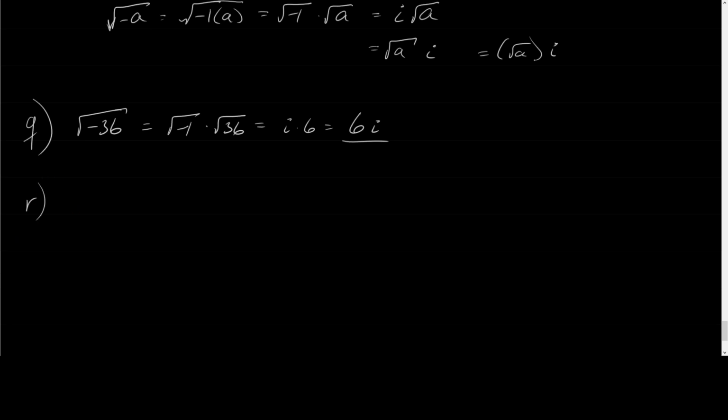R, the square root of negative 49, 7i. Right, because the square root of 49 is 7, and the square root of the negative makes it an i.